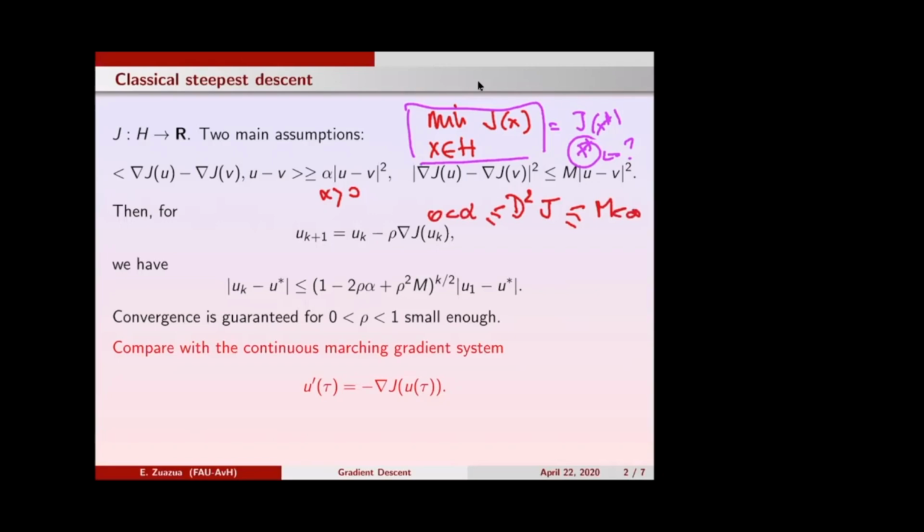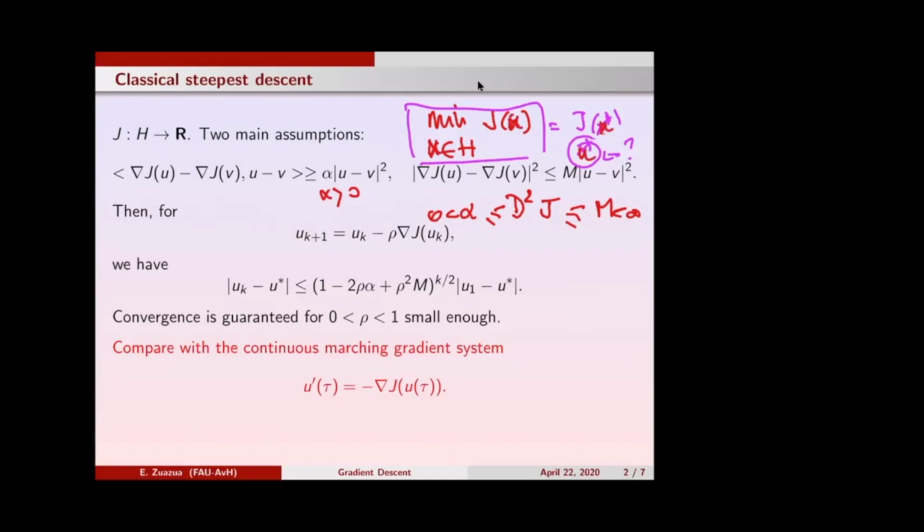And then the classical steepest descent algorithm, a gradient descent algorithm in which you are going down in the steepest possible direction, says, if you want to find a minimizer of J, here I have denoted by U the argument of J instead of X, so maybe you should write U here.